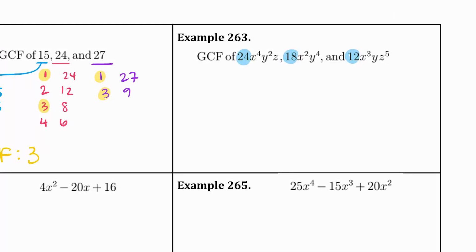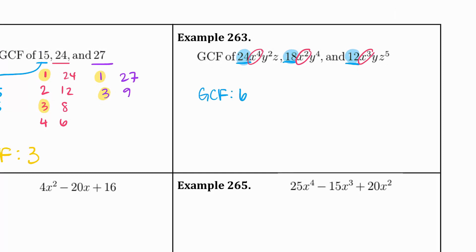Well, if you think about it, we know that 2 goes into all of them. We know that 3 goes into all of those. We also know that 6 goes into all of those. And 6 is the biggest number that will go into all 3 of these. So our greatest common factor for our numbers is going to be 6. Now let's take it variable at a time. Let's look at our x's first.